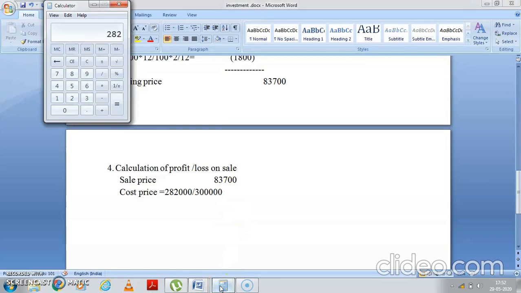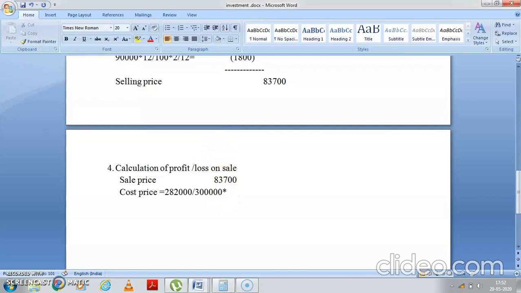So 2,82,000 divided by 3 lakhs, multiply by 100. I have told you already, that is 94, and after that multiply by 100. So you're getting per unit price is 94 rupees. Am I correct? So what is your cost price?